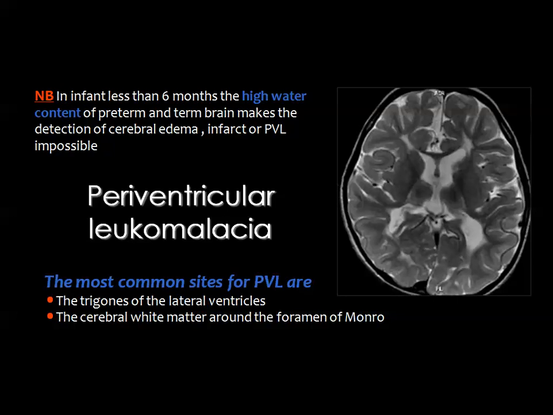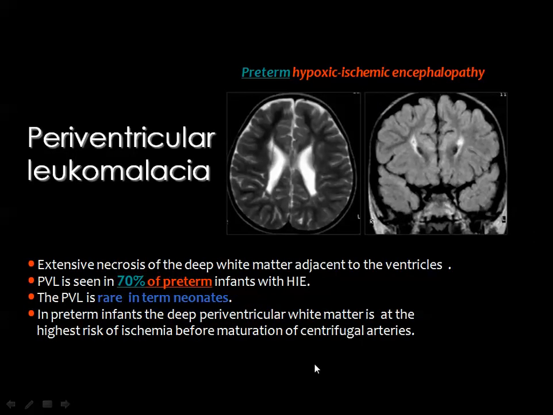Then the periventricular white matter will be affected, and the most common sites are the trigone of the lateral ventricles and the cerebral white matter around the region of the foramina of Monro. Here, you can see in this MRI T2 weighted image that the white matter around the ventricles appears relatively scanty, and it shows abnormal signal together with lobulation of the ventricular wall, which is the result of periventricular leukomalacia.